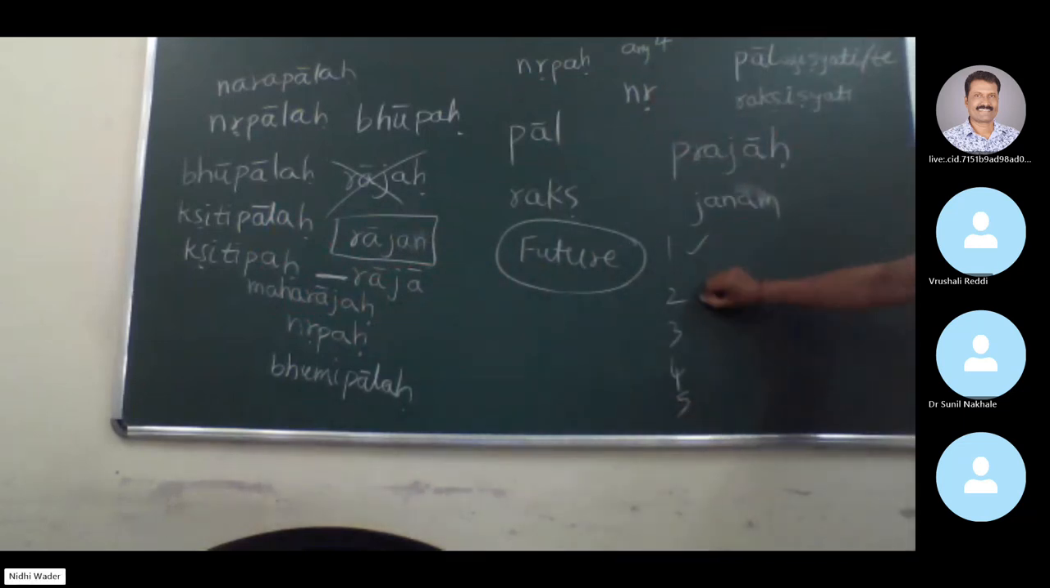Suppose this is correct, this is correct, this goes wrong, and this is correct. Yes? Suppose 1, 2, 3. I will give you 3 marks. Even if this goes wrong, you will get marks for this. So attempt the whole paper. When it is grammar, you can't attempt the whole paper like in other papers.